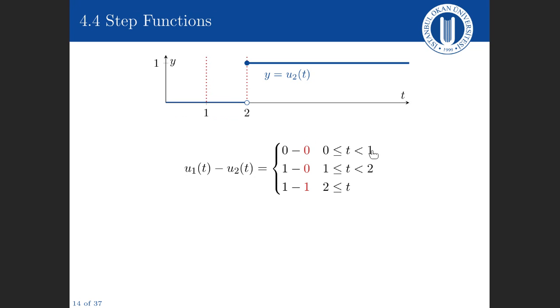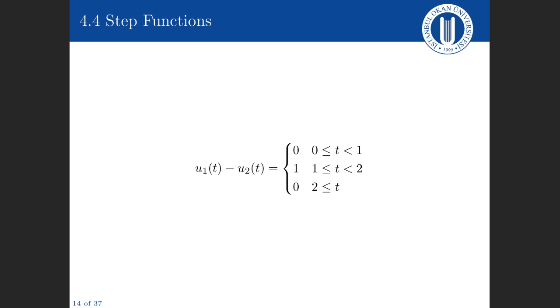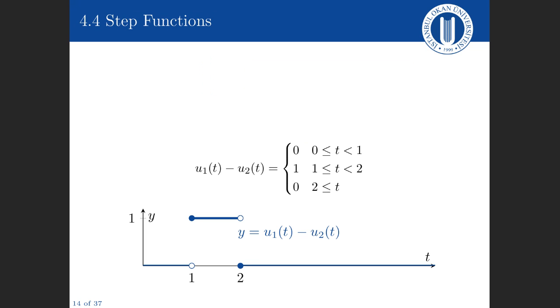Between 0 and 1, the function is 0 minus 0, or 0. Between 1 and 2, the function is 1 minus 0, or 1. Between 2 and infinity, the function is equal to 1 minus 1, or 0. So the function is 0, and then 1, and then 0, which looks like this.